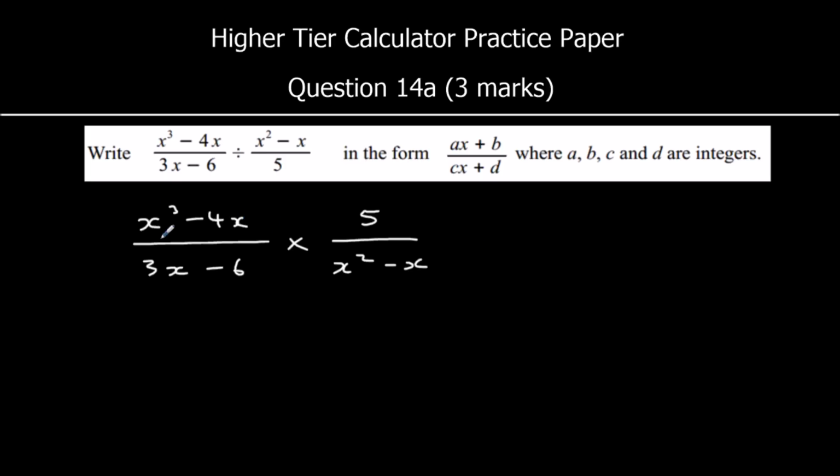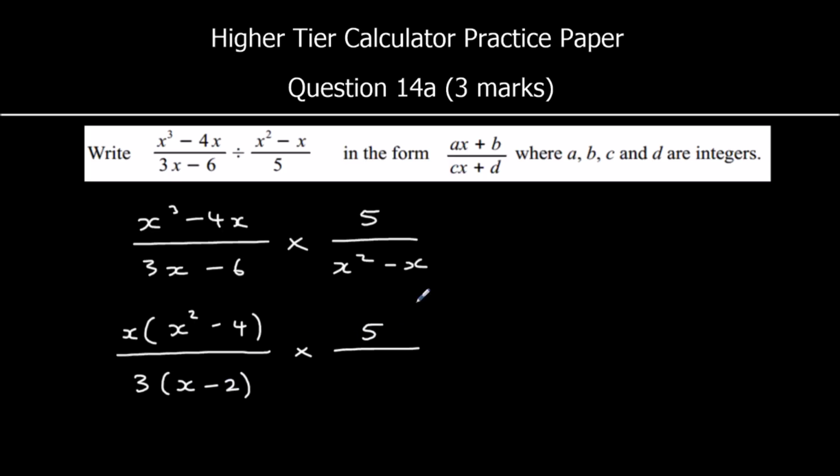So x cubed minus 4x, I can take x outside, and that leaves x squared minus 4 inside, which I can factorize again, the difference of two squares. 3x minus 6, I can take 3 on the outside, have x minus 2, and x squared minus x, I can take x outside and have x minus 1.